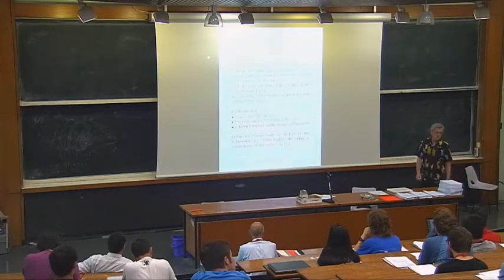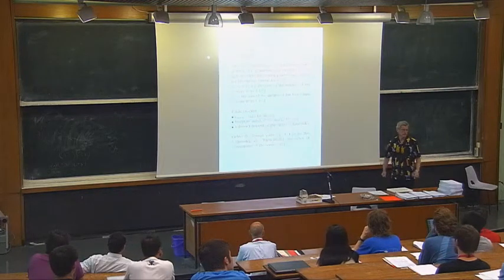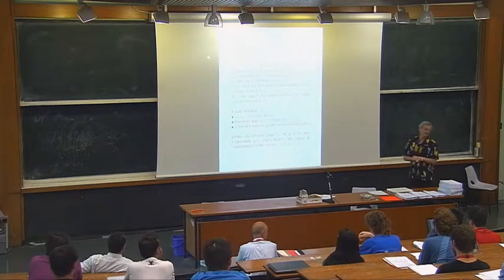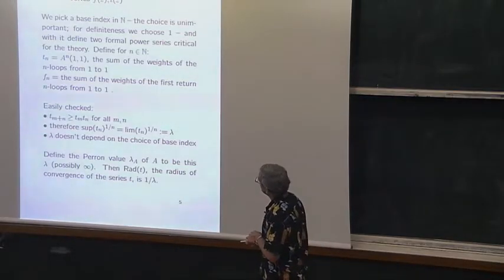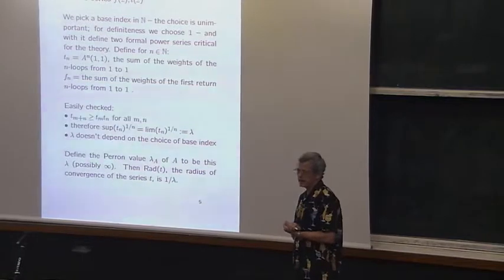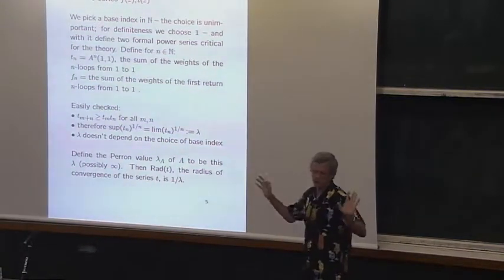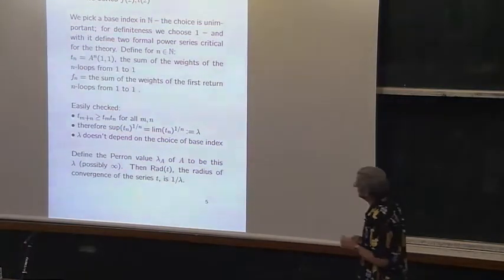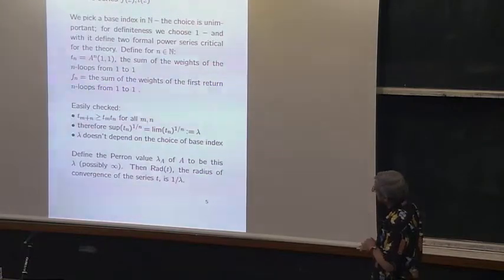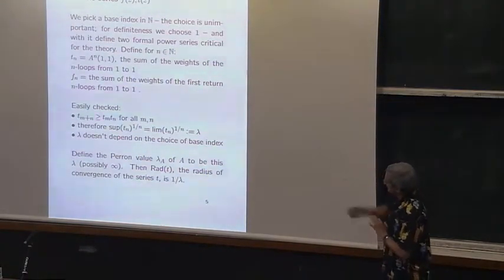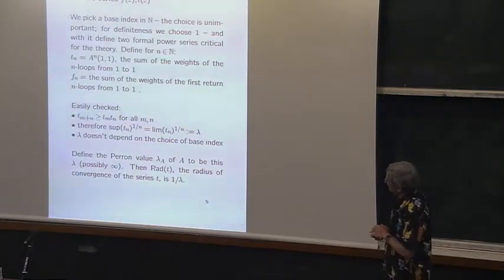Okay, now there are two series which are totally fundamental to this Vaughan Jones theory. I'm calling them F and T. And how do we get these series? Well, we pick what I'm calling a base index in the natural numbers. It doesn't matter what index we pick. Everything will turn out the same independent of the particular choice. And then once we pick this base index, we define two formal power series, F and T, which are critical for this theory. Okay, so our base index is 1. And here's the definition.